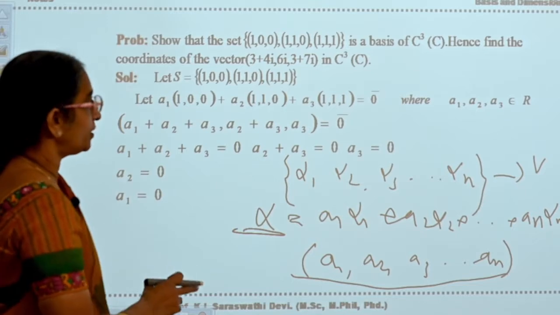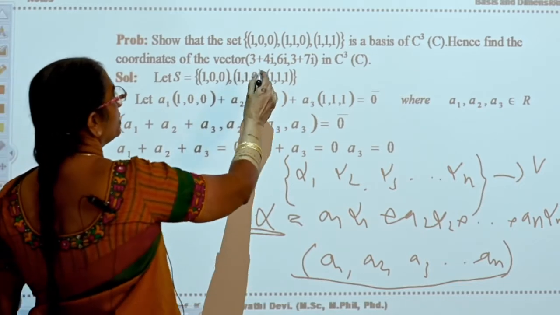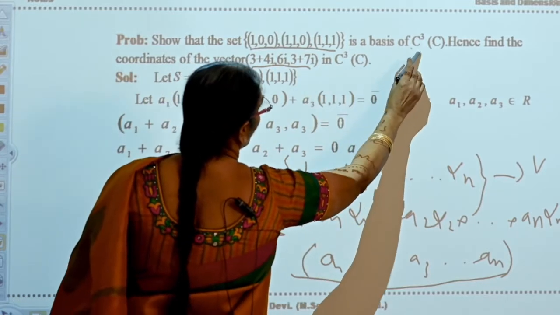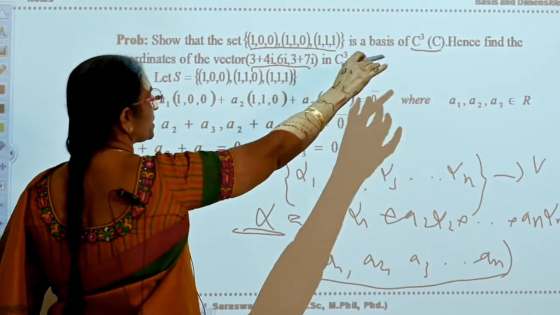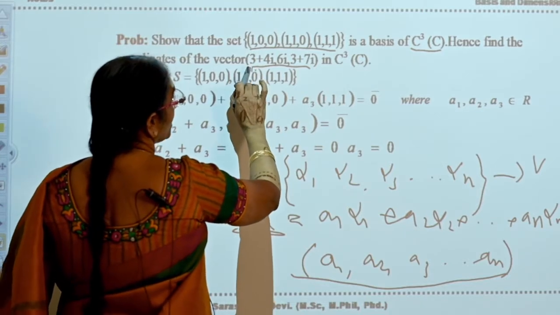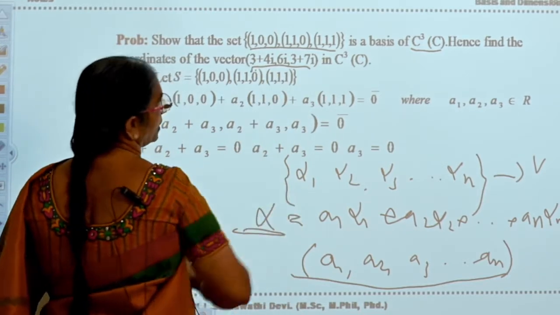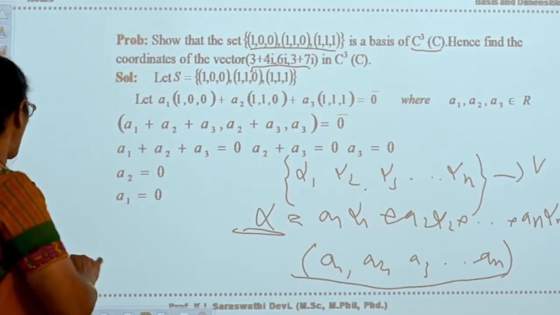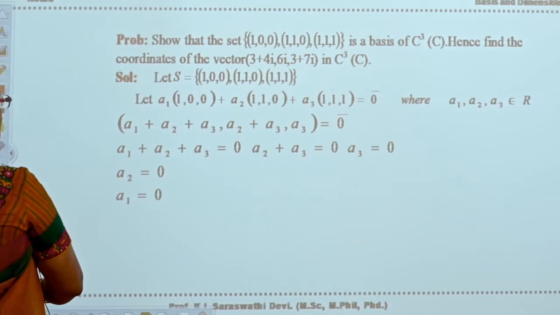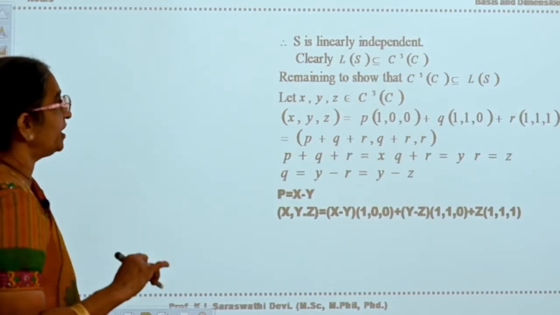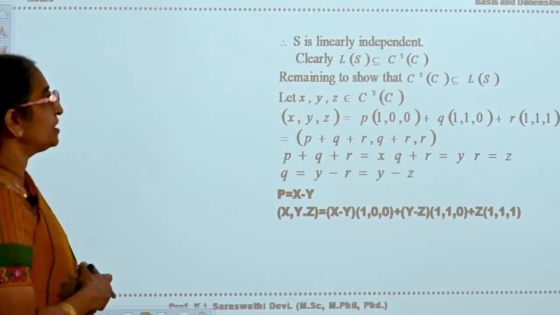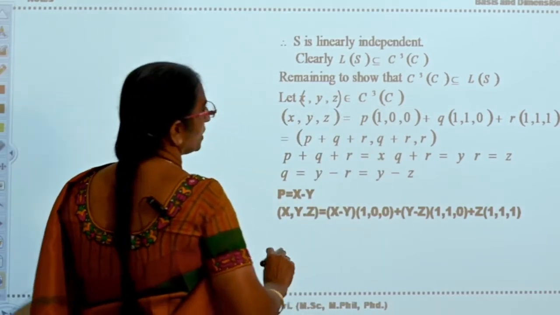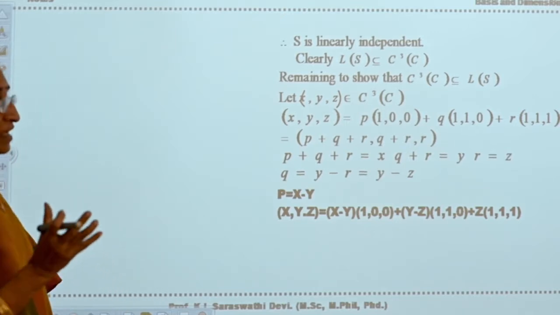Okay. Now you are going to find out, because this is a complex number and this is the basis of a vector space which is defined over the complex numbers. Now you have to find the coordinates of this vector (3 + 4i, 6i, 3 + 7i). See what are the coordinates. Now, in order to find the coordinates, we will take any (x, y, z) belonging to C3 of C. That is any vector.